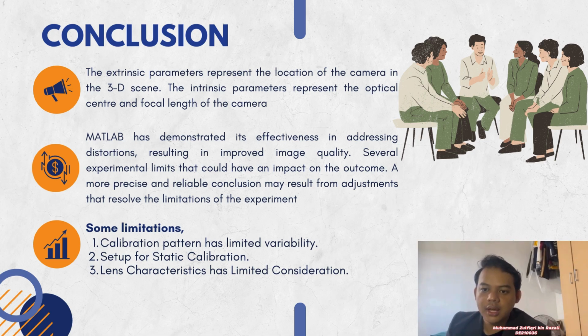Alright, and the calibration algorithm calculates the camera matrix using the extrinsic and intrinsic parameters. The extrinsic parameters represent the location of the camera in 3D scenes, and the intrinsic parameters represent the optical center and focal length of the camera. Okay, so the project's main finding, which is the exact characterization of the camera's internal characteristics and lens distortion correction, is known to be important for ensuring the precision and reliability of computer vision applications.